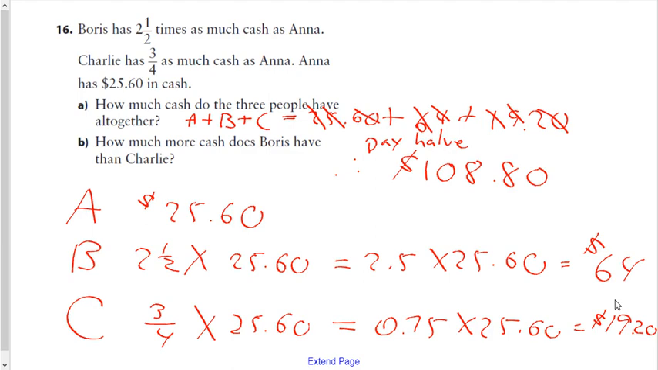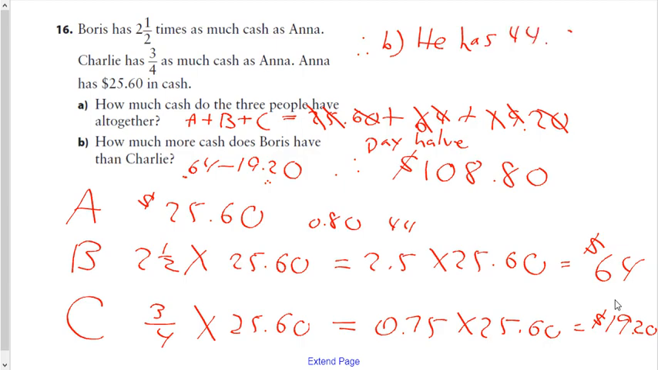The last question is so simple it's not even funny. It says, how much more cash does Boris have than Charlie? Jojo, how do I find out how much more money Boris has than Charlie? What operation is necessary? Yes. So $64, take away 19.20. Add on to this until I get this. So I'm going to put 80 cents down. I'm at $20. From $20 to $64 is another 44 bucks. So therefore, for B, he has $44.80 more. And that's your answer.